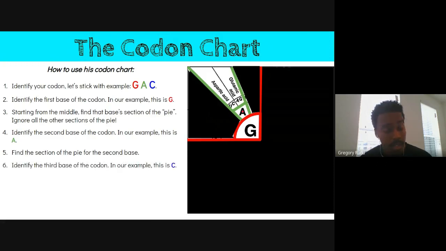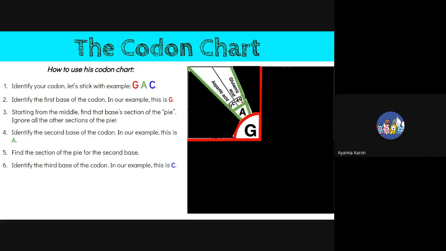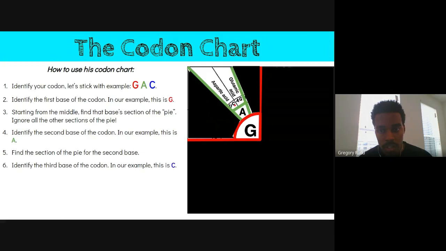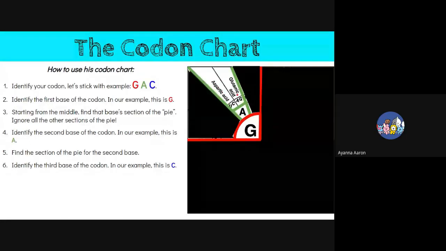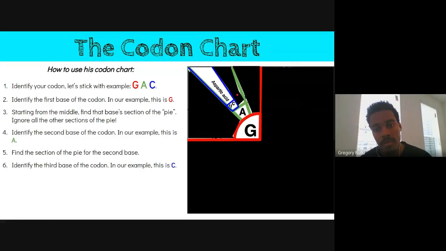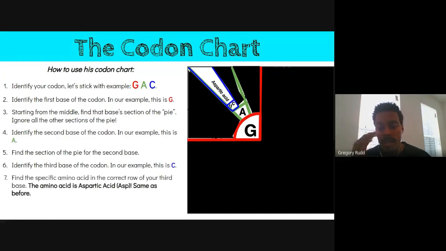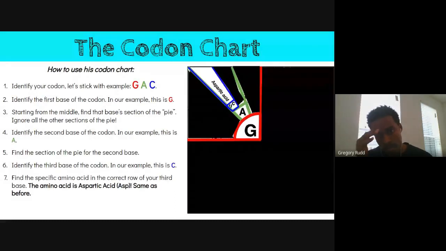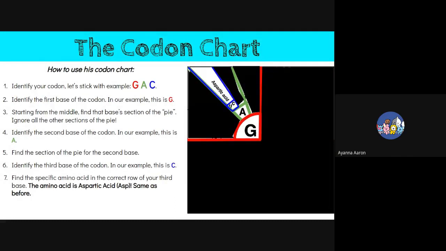Now, what's my third letter, Ayana? C. Now, do you see our four letters here again? U, C, A, G. Where's the C? Is it in this section with glutamic acid, or is it in this section with aspartic acid? It's with aspartic acid. Exactly. So that's your amino acid. So GAC codes for aspartic acid. Good job. Thanks for explaining that.